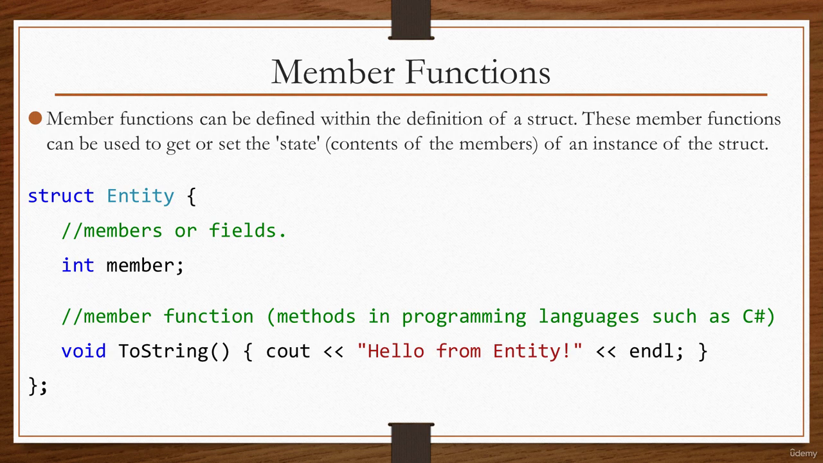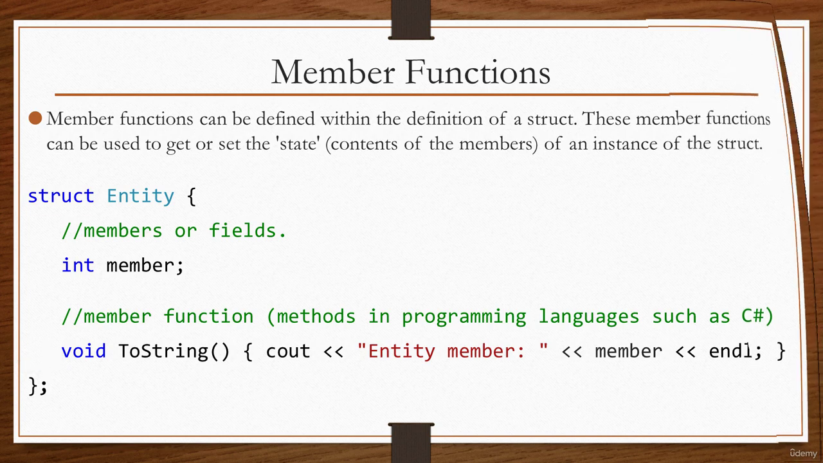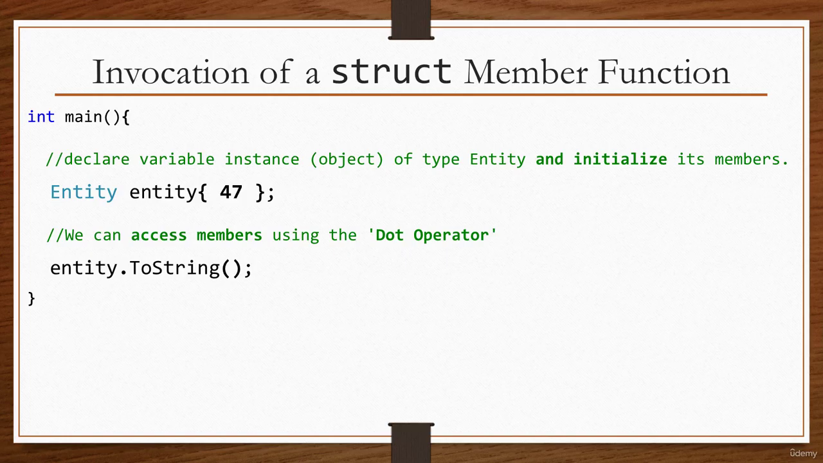With many class and struct definitions, we have a toString function that will display the state of that. In this case, I'm simply displaying hello from entity. But in this example, I'm displaying the member. So we have cout entity member, and then we print out the member. We do not need to access the member in a special way. It is defined within that body, so we can simply access that right here. We simply specify the identifier member, and that will then print out the value that is stored within that integer in this example. So how do we invoke this member function?